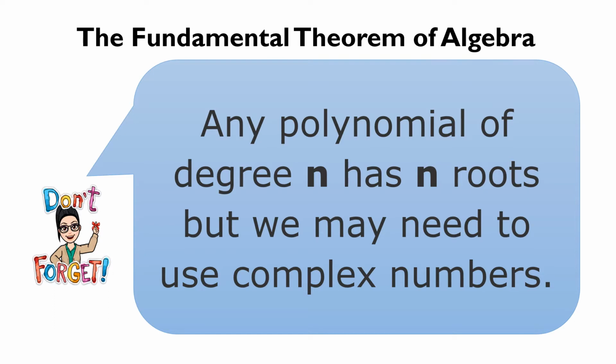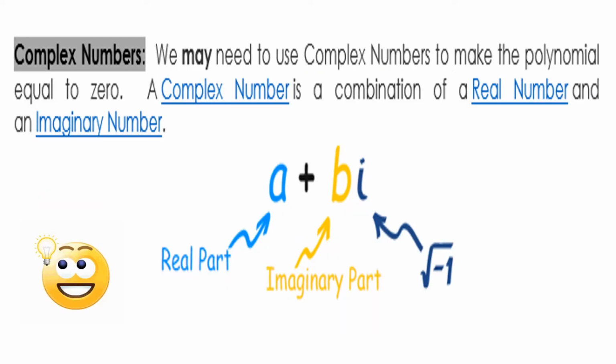The fundamental theorem of algebra states that any polynomial of degree n has n roots, but we may need to use complex numbers. So meaning to say, without actually solving, we can determine the number of roots by simply looking at the degree of the polynomial. But still, complex numbers are included here. It is possible that we need to use complex numbers to make the polynomial equal to 0.